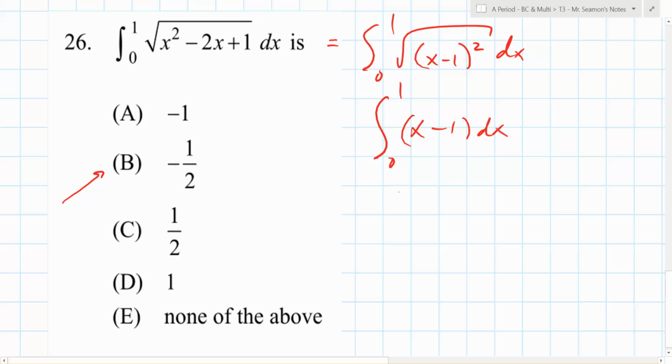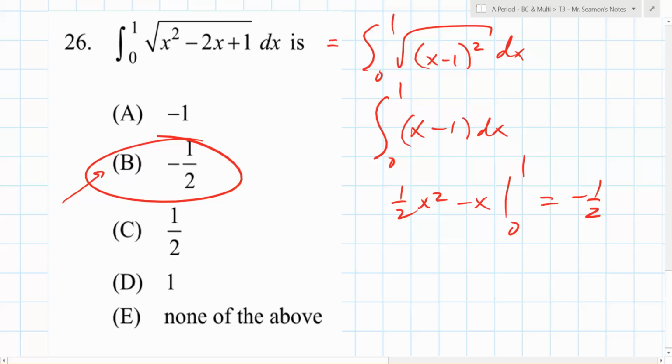So you're like, sweet, so it's like 1/2 x squared minus x from 0 to 1. So you're like, negative 1/2. And you're like, I'm done, and you move on, right? Here's the problem. Warning bells should go off because this is the principal root.